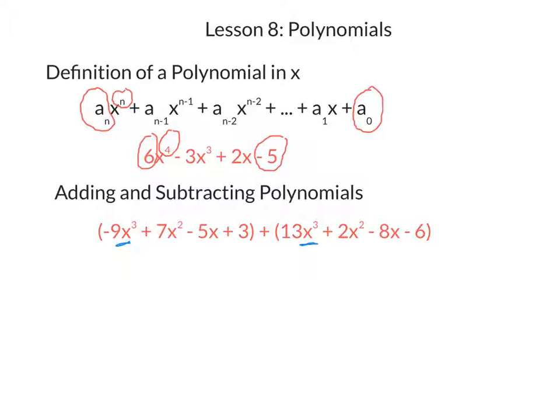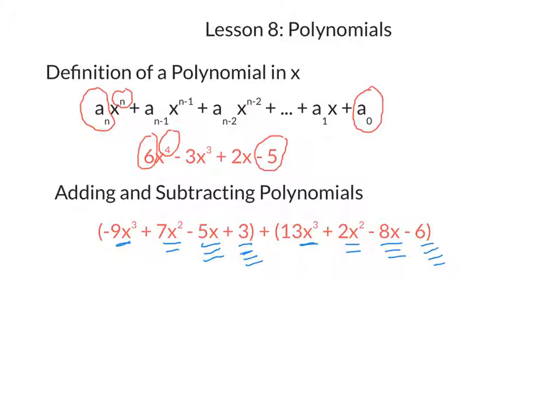Now, let's look for the next. Next, we have an x^2 term right here. Okay, well we have another x^2 term right here, so we can combine those terms. Now let's look next. Next we've got an x term, minus 5x. We've got another x term over here, minus 8x. So we can combine those as like terms. And then lastly, the constant term, in this case, is plus 3. And the constant term over here, which is the like term, is minus 6.